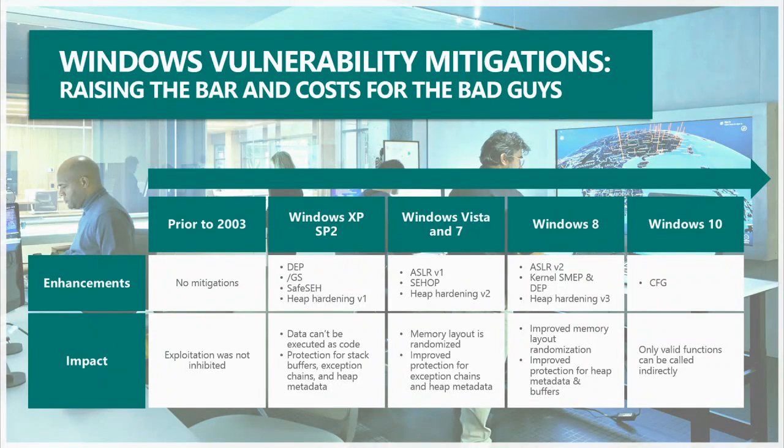So this slide here just kind of talks about the history of mitigations. Starting with, prior to 2003, with XP, we added DEP and a couple things. In Vista, we had ASLR. In 8, we talked about some of the improvements we made there. In 10, we have a new feature that is incredibly dramatic in its ability to deal with threats.